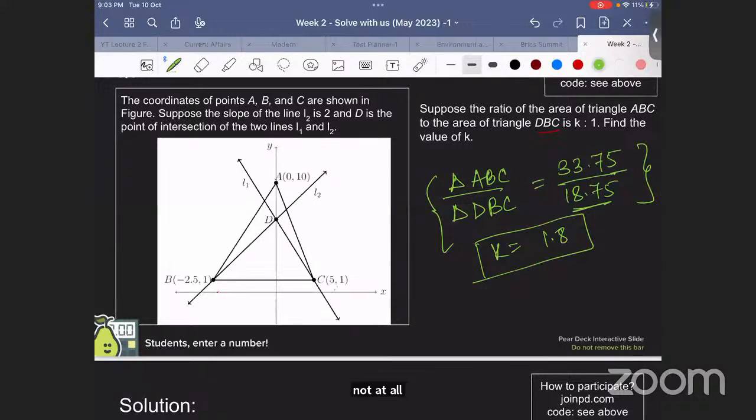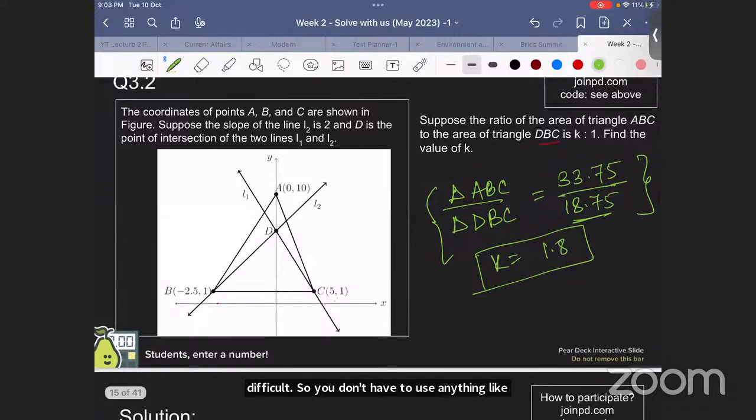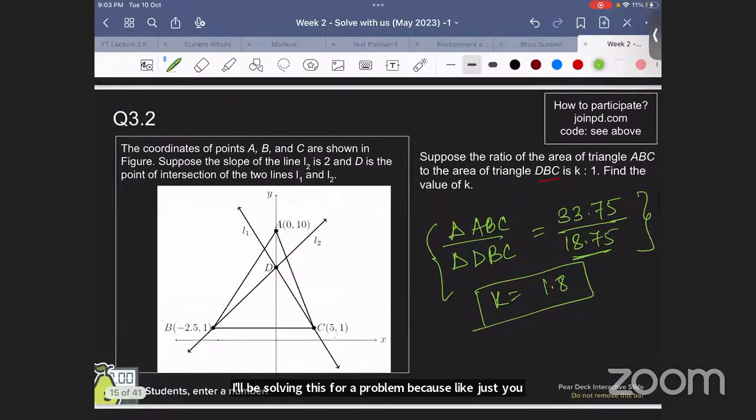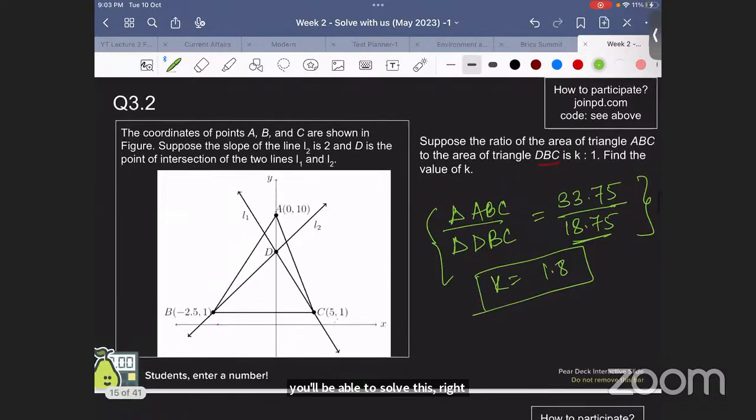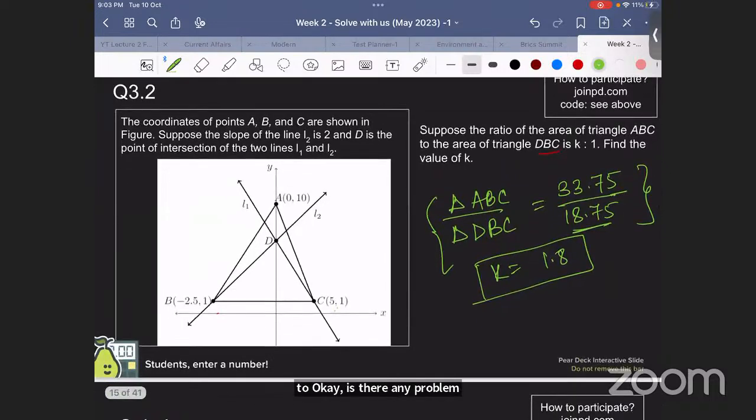You don't have to use anything conceptual, you just have to use the formula. If you know the formula, you'll be able to solve this, right? Is there any problem in this? How to solve anything in this 3.2? If you have any doubt, you can just ask me. Otherwise, I'll move to 3.3.